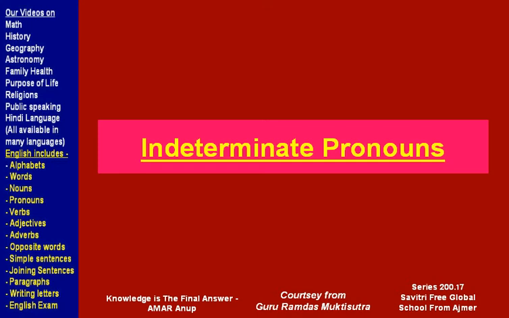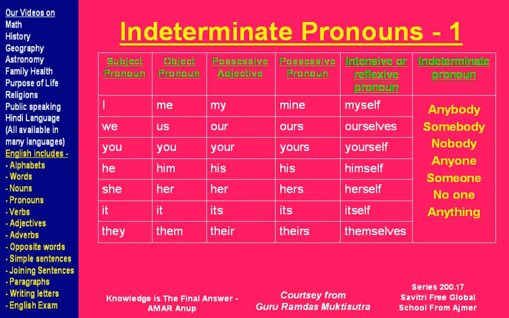Let's look at indeterminate pronouns. See, when we were talking about subject pronouns, object pronouns, possessive pronouns, intensive and reflexive pronouns, we knew who the subject of the action is, or we knew who we are talking about. I, me, he, she, they. We knew exactly who we were talking about. Compare that to a situation where we don't know who we are talking about.